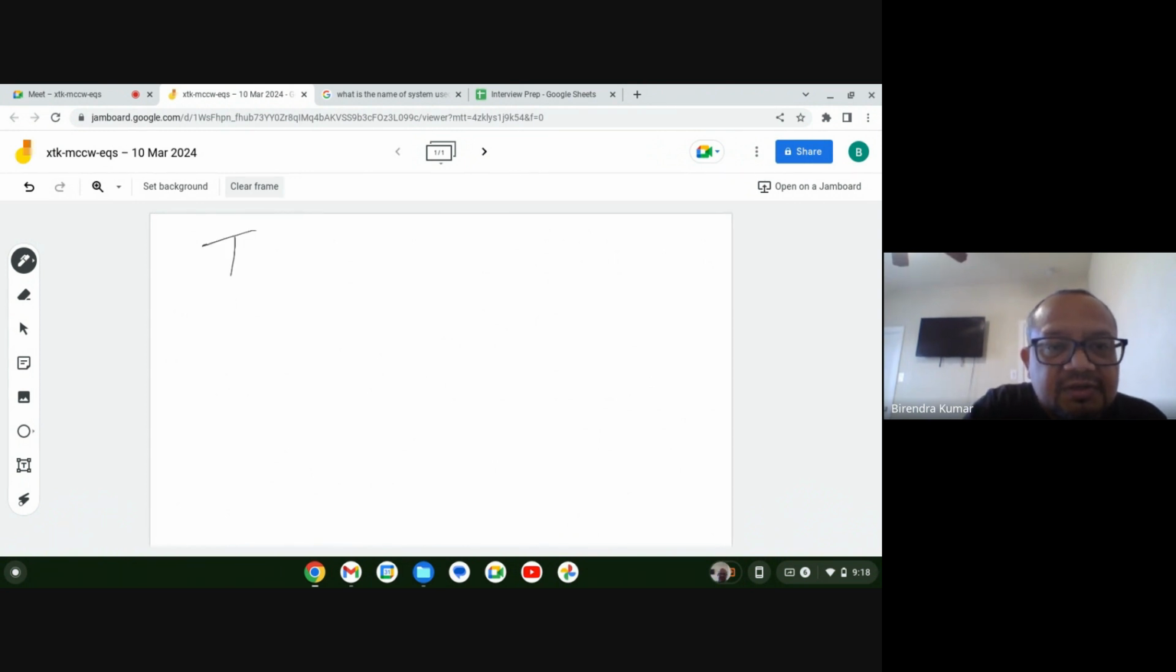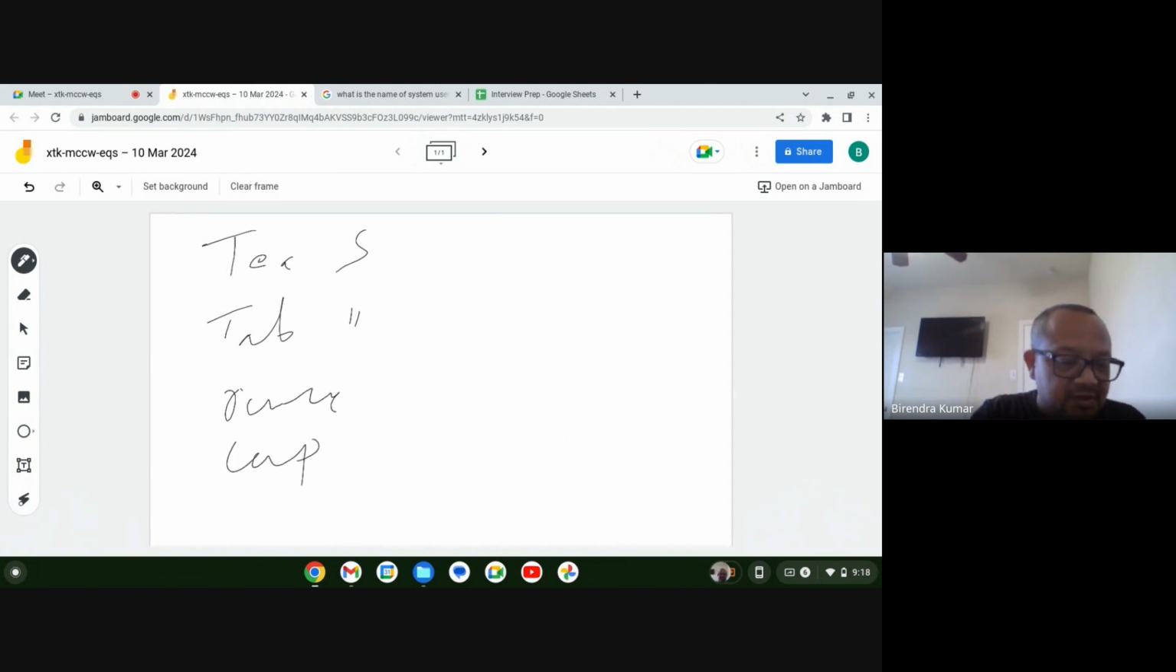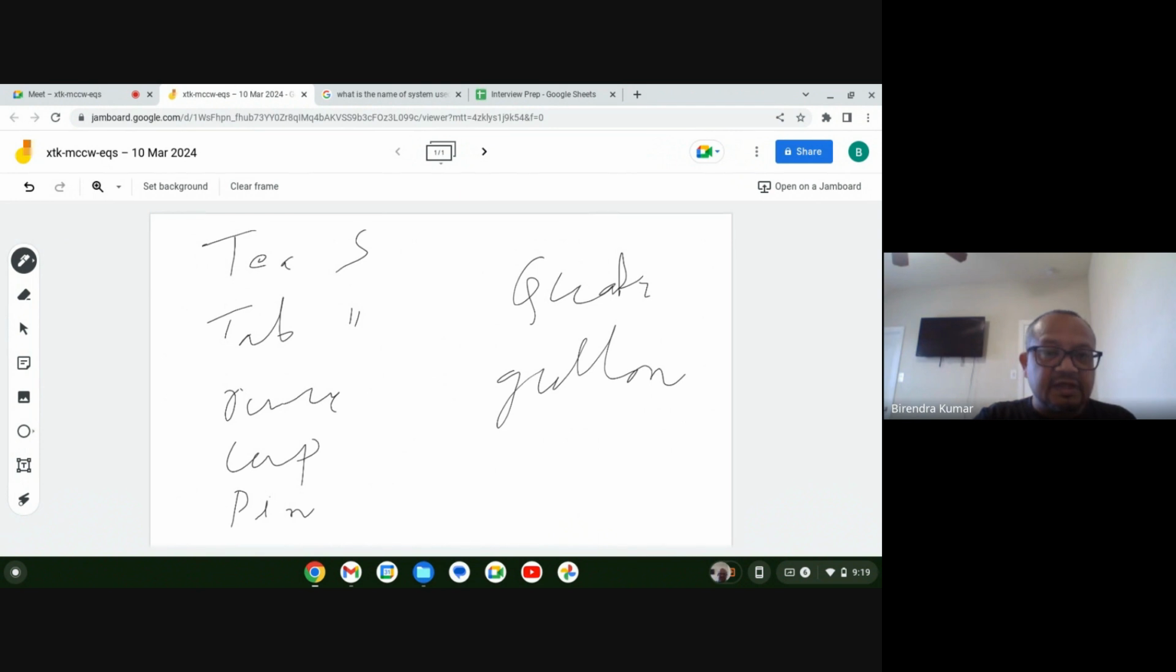So teaspoon, tablespoon, then ounce, then cup, then pint, then quart, and then gallon. Now, as I said, 3 teaspoons make 1 tablespoon.